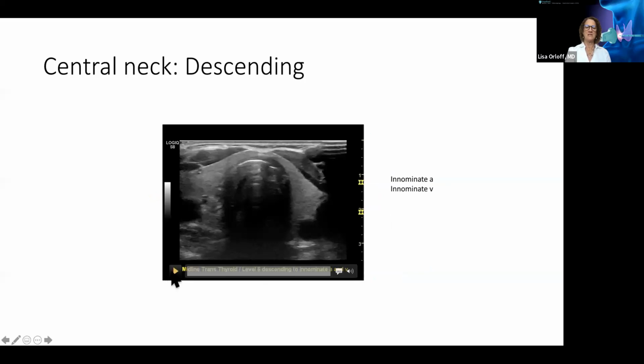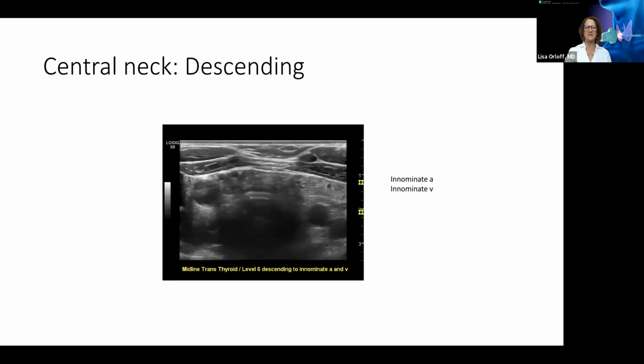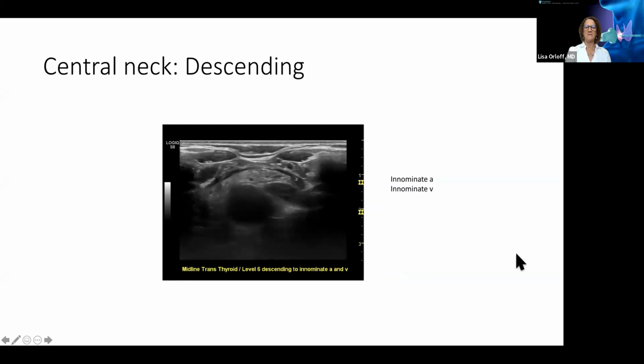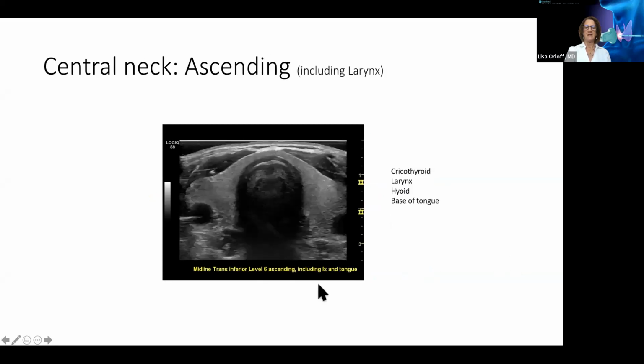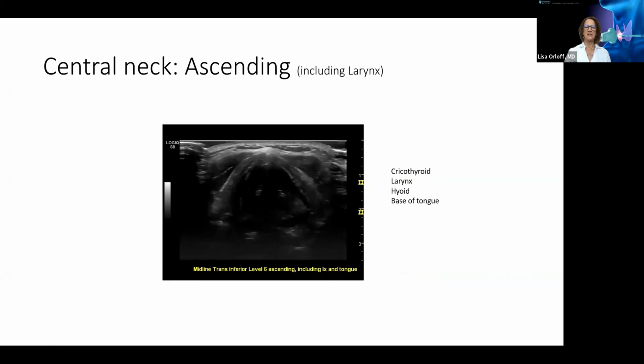And here you can see a video demonstrating descent through the thyroid and central neck in the pretracheal space down to the innominate artery and innominate vein. And here ascending from the thyroid up through the cricothyroid space and the prelaryngeal region.